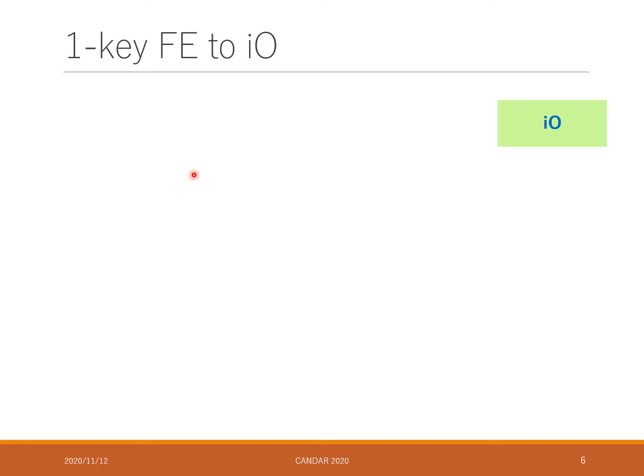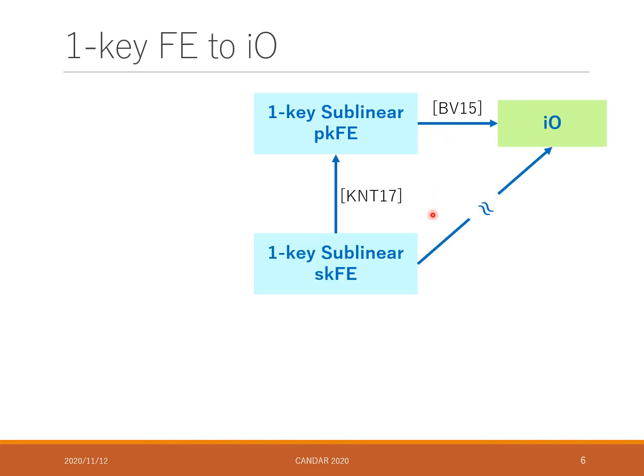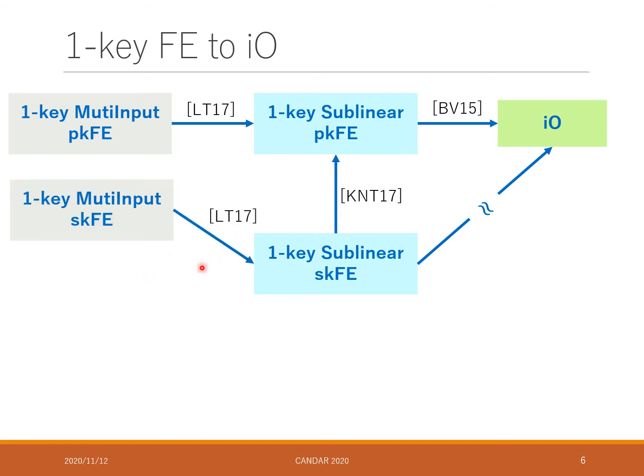We show that the single key functional encryption implies iO. First, the single key sublinear public key functional encryption implies iO by BV15. Then, the secret key case also holds. For the single key sublinear FE, single key multi-input public key functional encryption implies the sublinearity. The secret key case also holds.